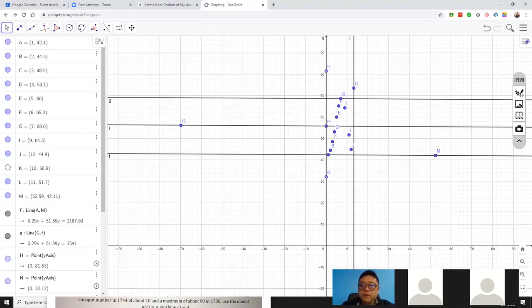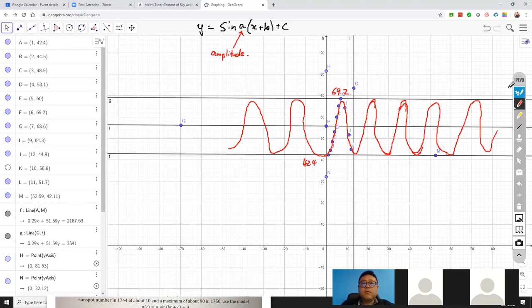So the amplitude is the distance from there to there, right? Yes. What's that distance? And the distance from there to there, what's that distance? 15. 15? Is it? Oh, no. Well, it's over. 11.